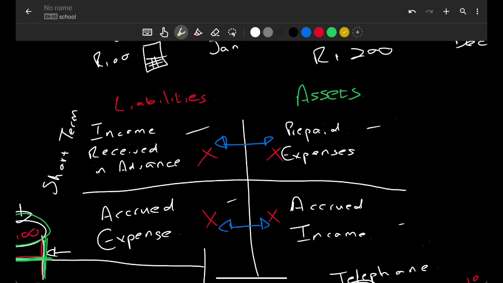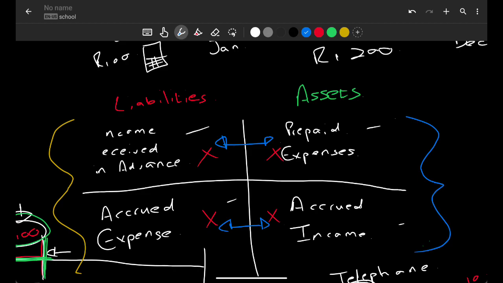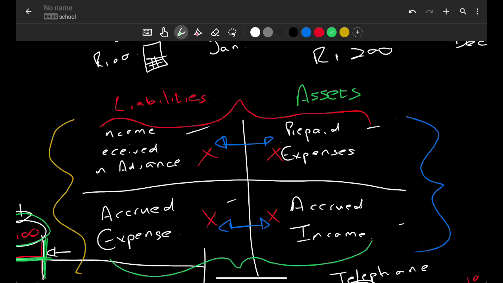These two are liabilities, right? I just made that part disappear. It was not a coincidence. These two are liabilities and these two are assets, right? But then if you just remember that these two here, income received in advance and prepaid expenses, are the same thing. Income received in advance, they are paying us ahead of time. Prepaid expenses, we are paying them ahead of time. Accrued expenses and accrued income are the same thing.